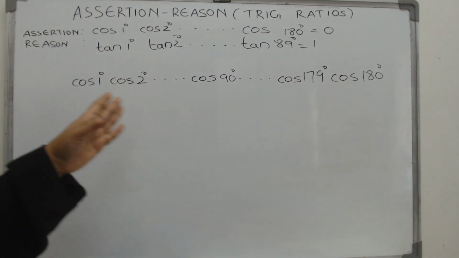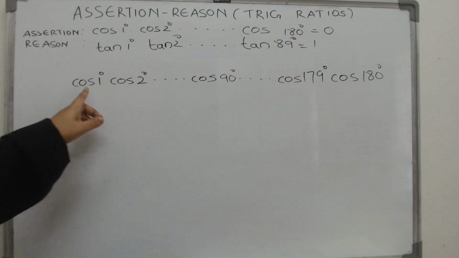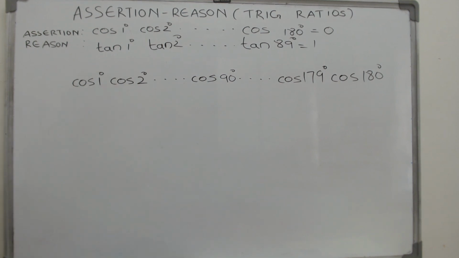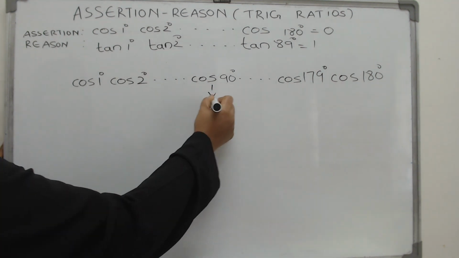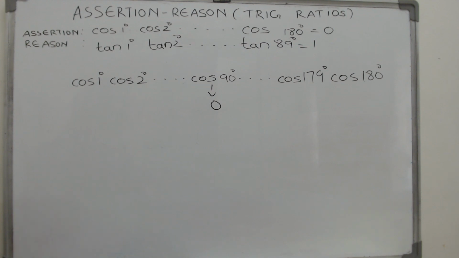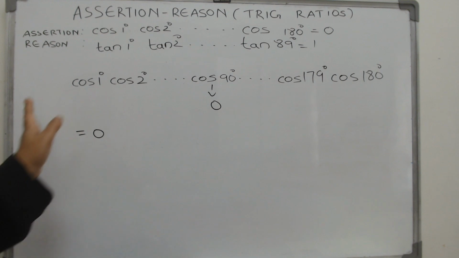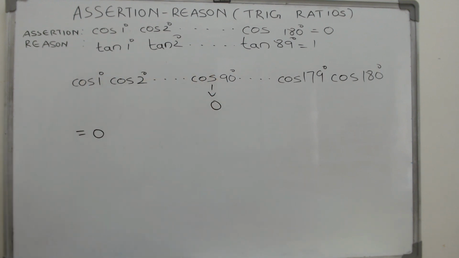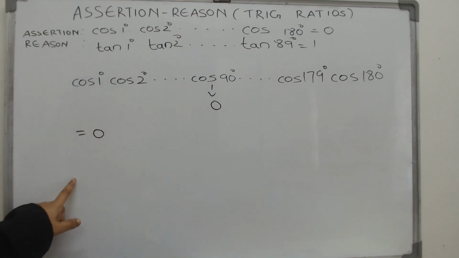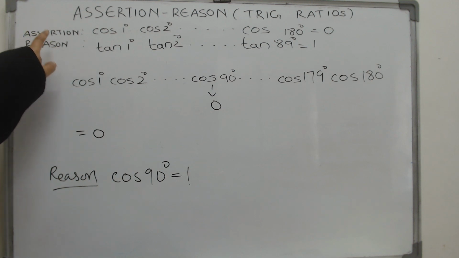Now you have to find the product of all of these numbers. You have no idea what each individual value is. But then what do you know? Cos 90 degrees is 0. So it does not matter what the other values are, all of their product will be 0. If it is defined for all the numbers and one of them is 0, that means what? Their product is 0. So we have found out that the assertion is correct.